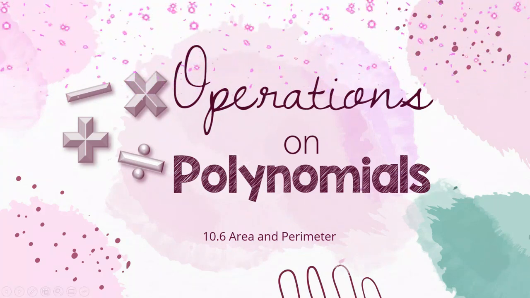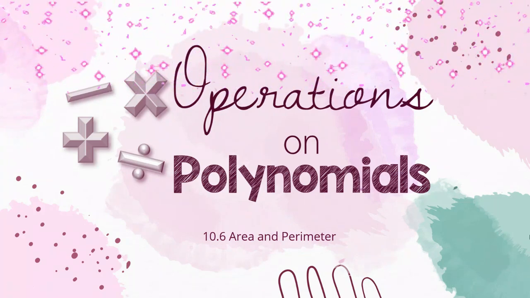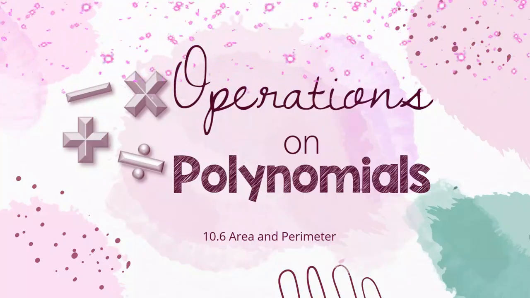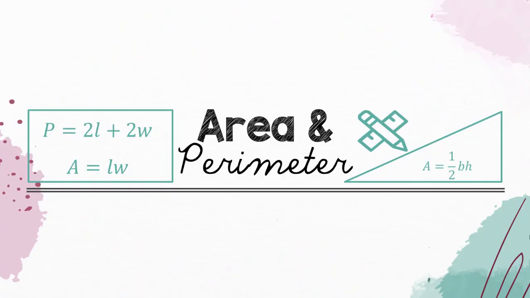Today we are applying our operations on polynomials to finding area and perimeter. Recall some formulas that we know. The perimeter of a rectangle is 2 times the length plus 2 times the width, and the area of a rectangle is length times width. And for a triangle, our area is 1/2 base times height. We will be applying all three of those formulas today.